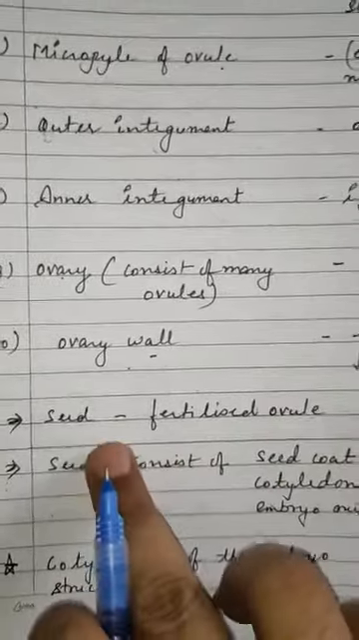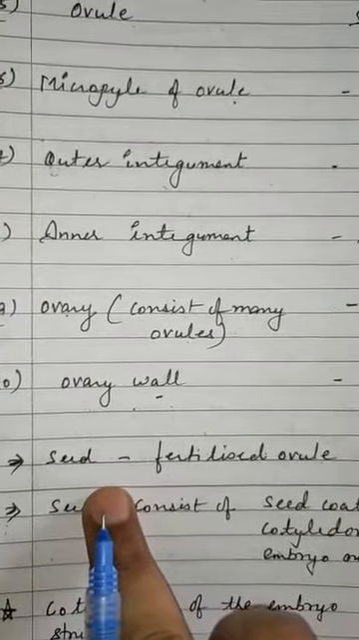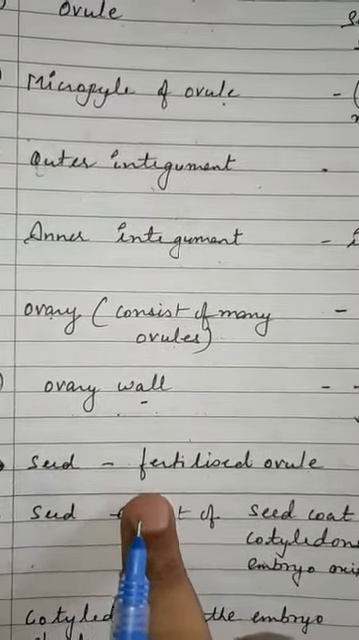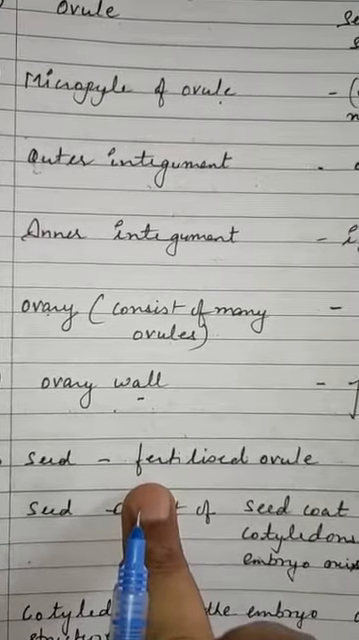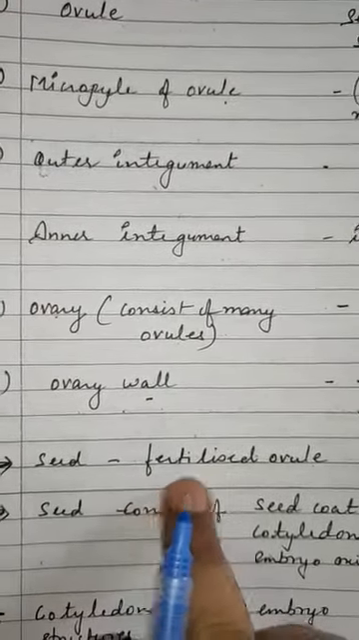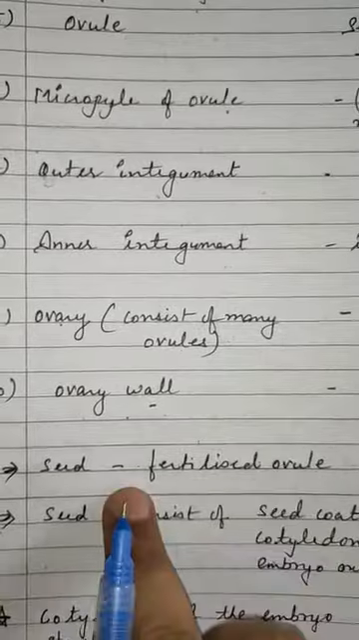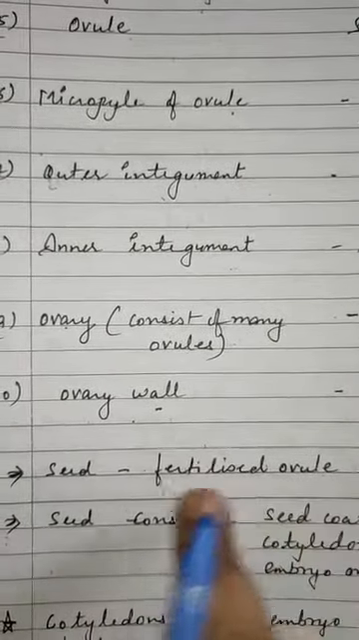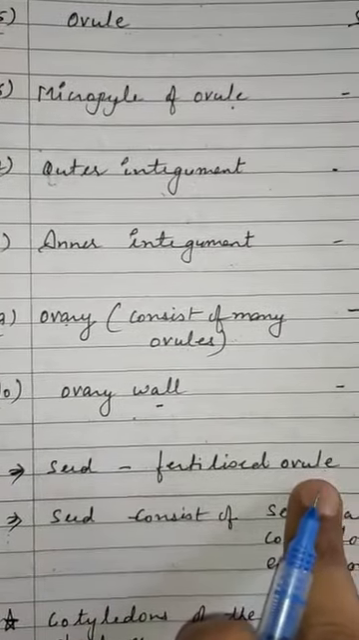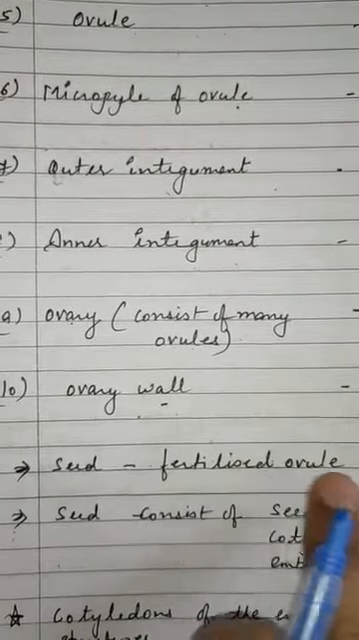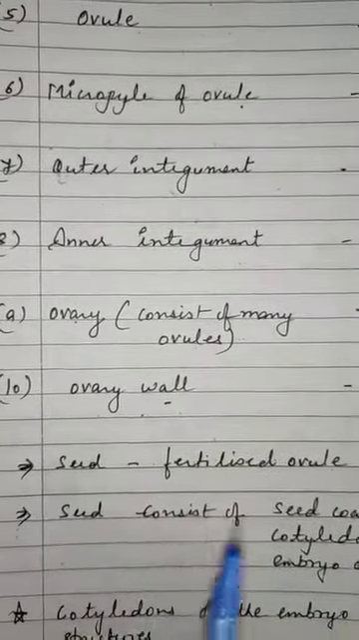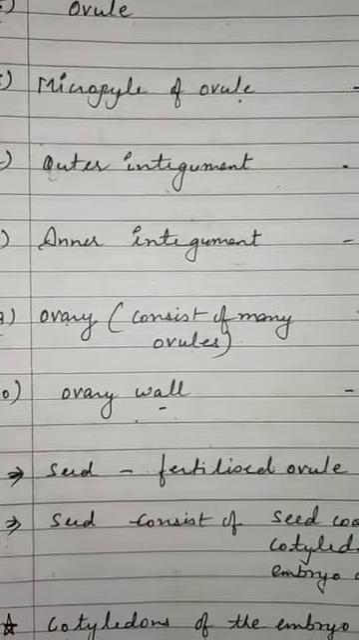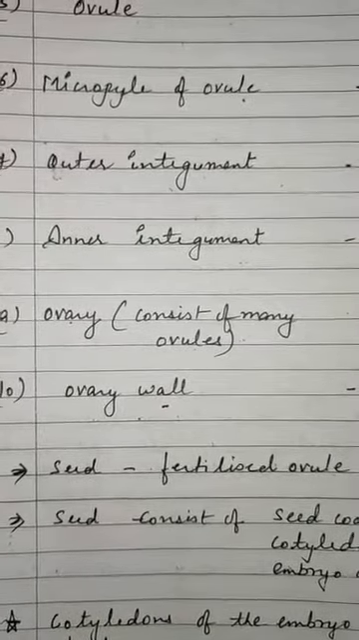So seed, we are discussing in angiosperms, seed is the final product of sexual reproduction, right? It is often described as a fertilized ovule. What do we call a seed? Fertilized ovule. So seeds are formed inside the fruits, right? Where will seeds form? Inside fruits.